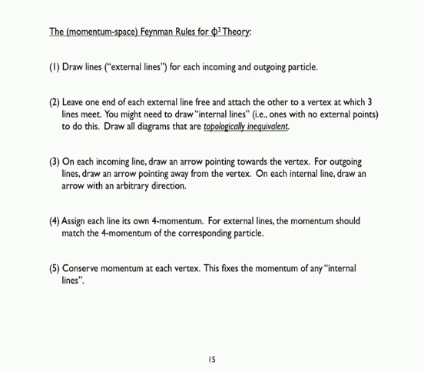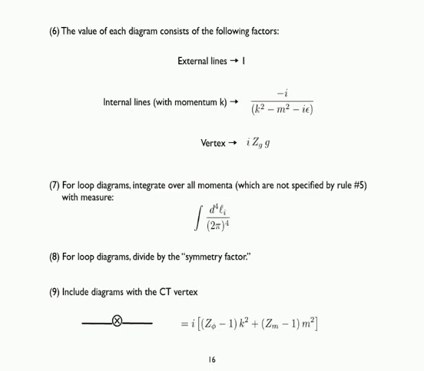And then you assign these factors for the different parts, right? So any external lines, they're just one, right? They're one because we're working in momentum space, all right? Propagators. So any internal lines, like this guy, and this guy, and this guy, you assign factors of minus i over k squared minus m squared minus i epsilon. Now remember, a lot of times we'll absorb that i epsilon into the m squared, but we always know that it's there.